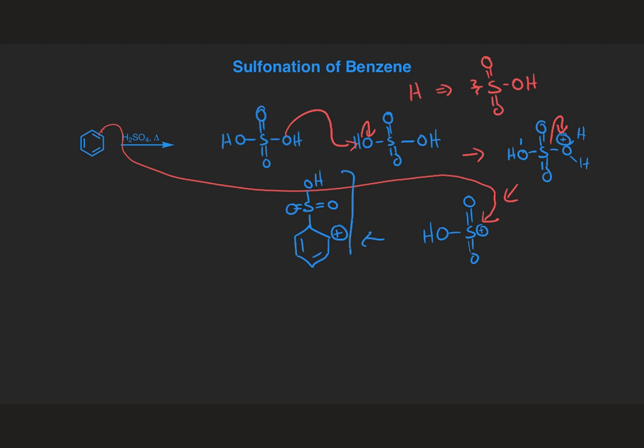Like the rest, this has 3 resonance structures that I am not going to draw. I'm just going to say that there are some resonance structures here. And at this stage, this proton is going to be deprotonated, probably using the water we just generated in the previous step. And this is going to generate this substituted benzene here.